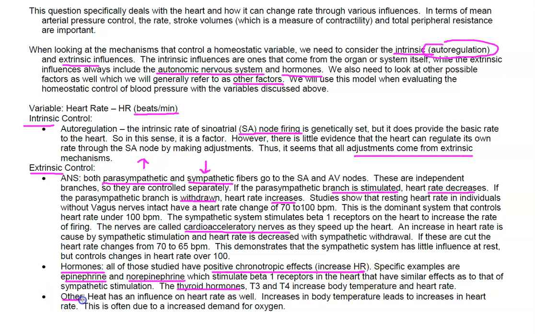Other things that cause an effect on heart rate is heat. The higher the body temperature, the greater the heart rate will be, and that's often due to the increased demand for oxygen. So those are the intrinsic and extrinsic controls of heart rate.